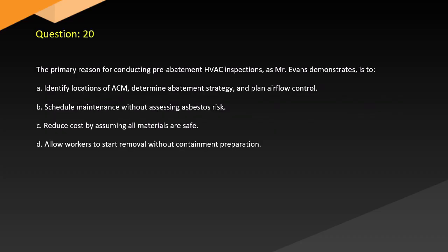Question 20. The primary reason for conducting pre-abatement HVAC inspections, as Mr. Evans demonstrates, is to: A. Identify locations of ACM, determine abatement strategy, and plan airflow control. B. Schedule maintenance without assessing asbestos risk. C. Reduce cost by assuming all materials are safe. D. Allow workers to start removal without containment preparation.